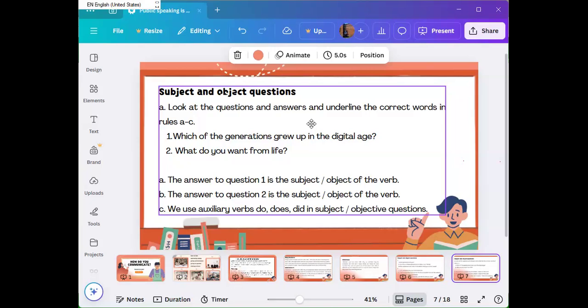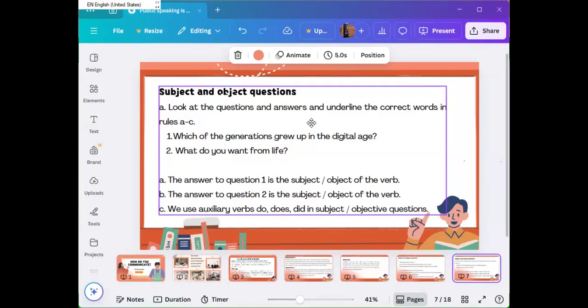So please think of these two questions. Number one, which of the generation grew up in a digital age? Millennials. Now, is that a subject answer or object answer? Number two, what do you want from life? Your answer is to be the richer person. Is the answer a subject answer or object answer?